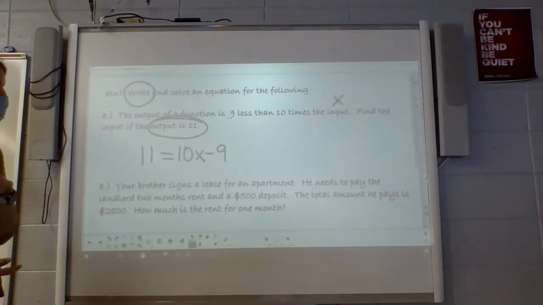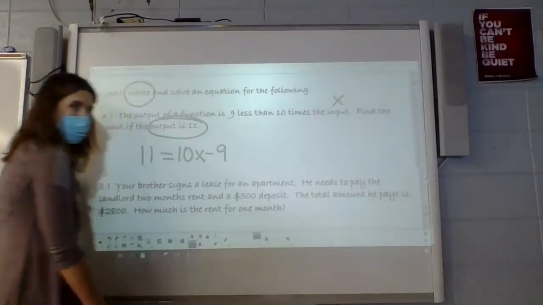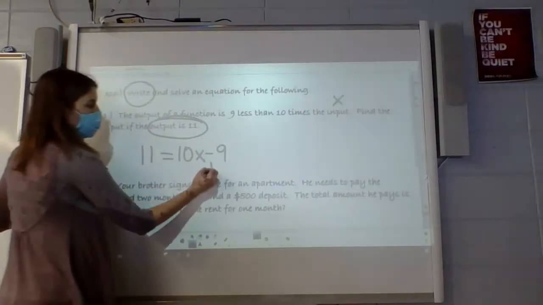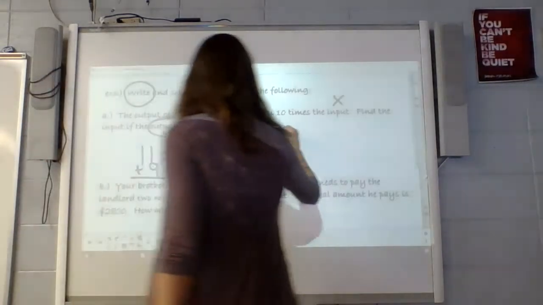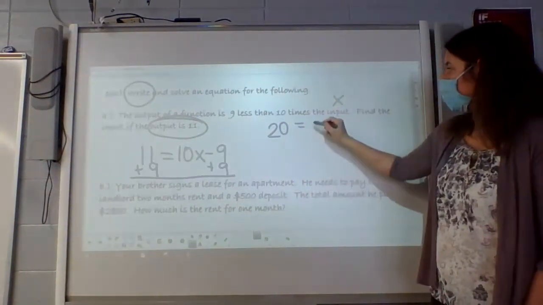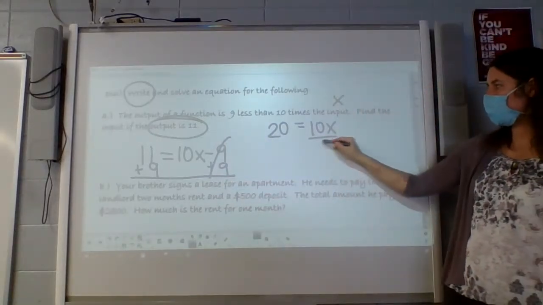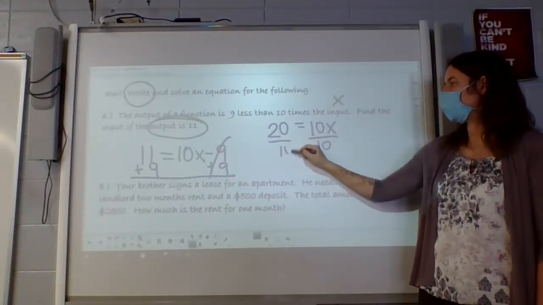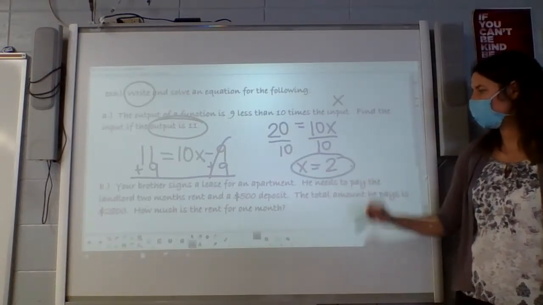Okay. So how do we solve this then? This is our equation. What are we going to do now? Add 9. So I'm going to get 20 equals 10x. And so then we clearly can solve this, that our x, or our input, ends up being just 2.